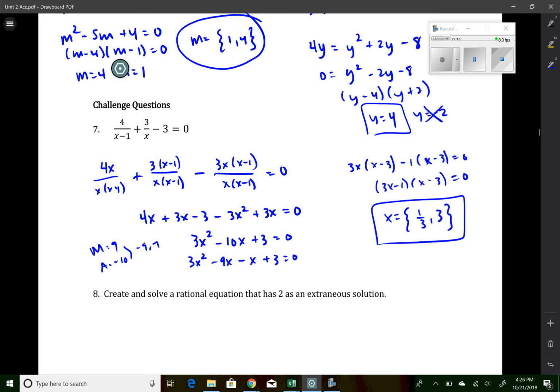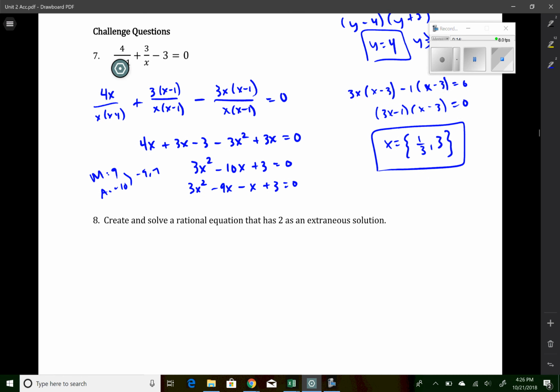Number 8 says create and solve a rational equation that has 2 as an extraneous solution. There's about a million different ones, actually an infinite number of equations that work. So if you tried this one and it works out and you think that it's a good one, you could show me and we'll check it out, and maybe I'll even make it one of the test questions.